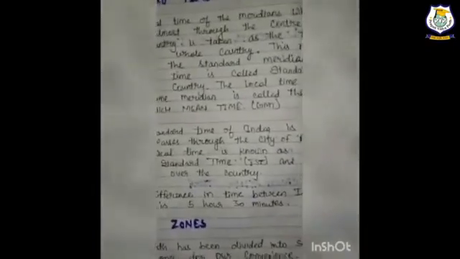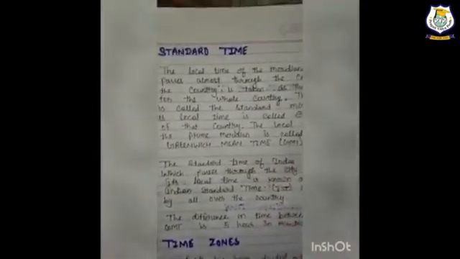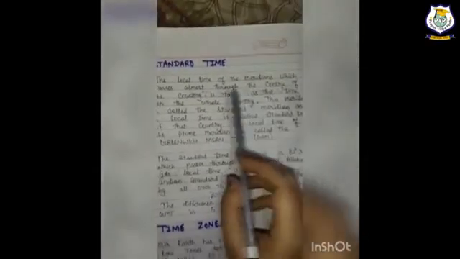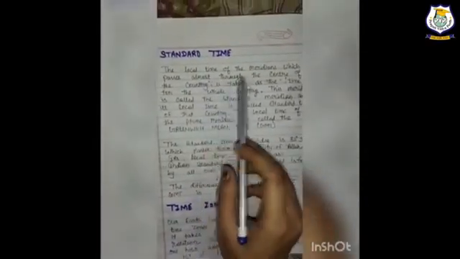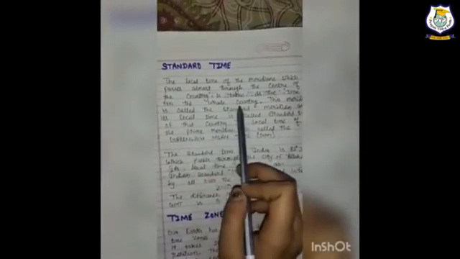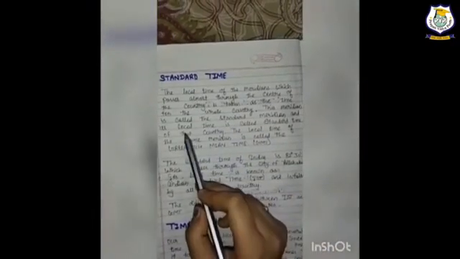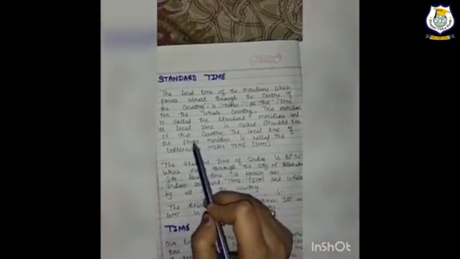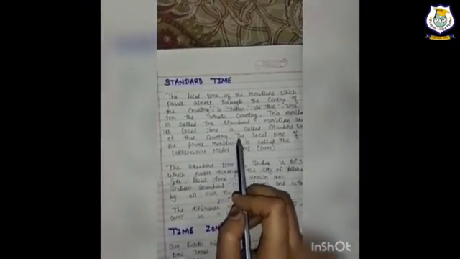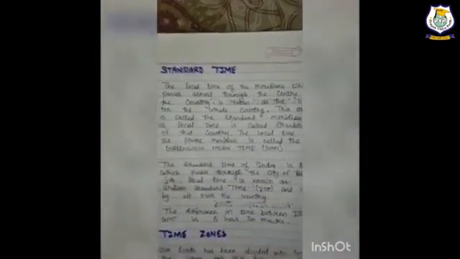Standard time. Now we have to understand the local time of the meridian which passes almost through the center of the country. It is taken as the time for the whole country. The meridian is called the standard meridian and its local time is called the standard time of the country. The local time of the prime meridian is called the Greenwich time.